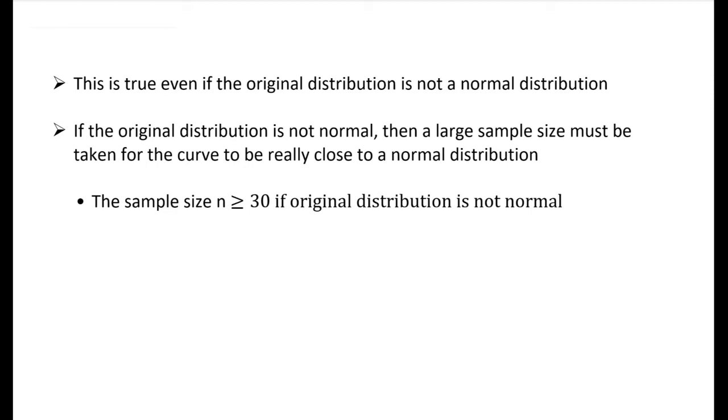All right, so this is true even if the original distribution is not normal, okay? If the original distribution is not normal, then a large sample size must be taken for the curve to be really close to the normal distribution according to the CLT, the central limit theorem. What is this cutoff? The sample size has to be greater than or equal to 30 in order for the results to be valid, if the original distribution is not normal. If the original distribution is normal, then it does not matter what the sample size is. It could be small or large, and you'll still be able to apply the central limit theorem.